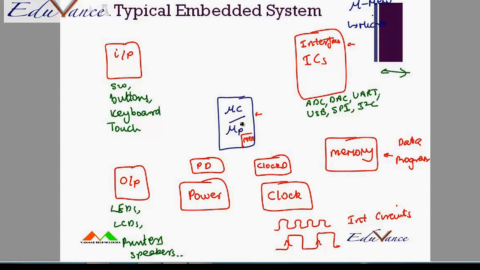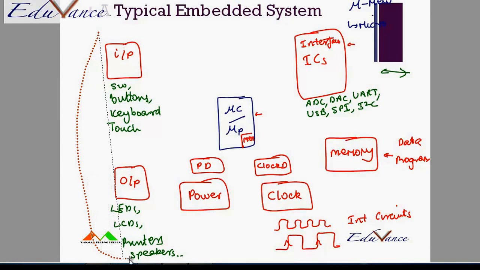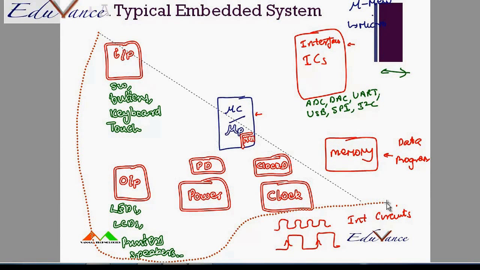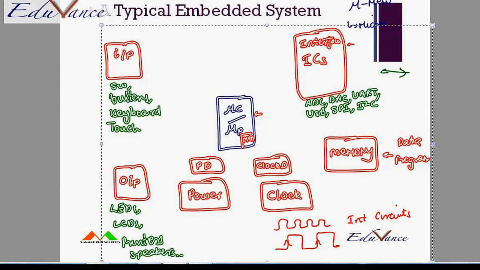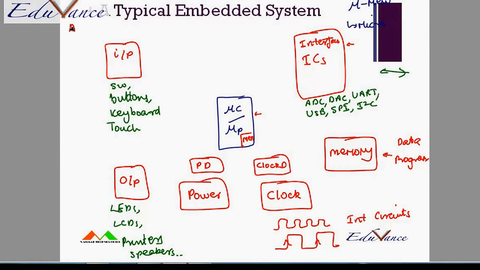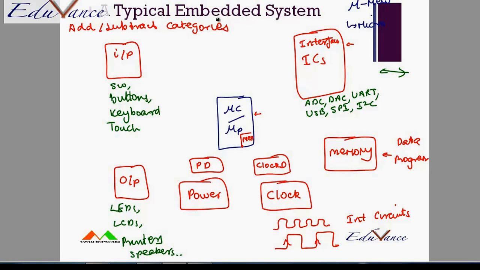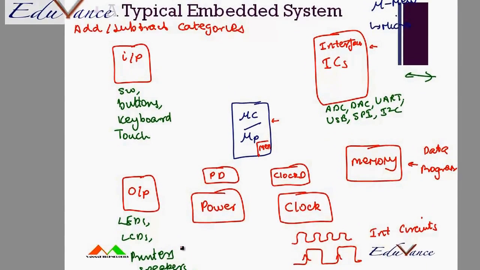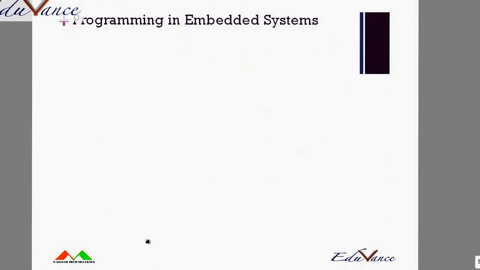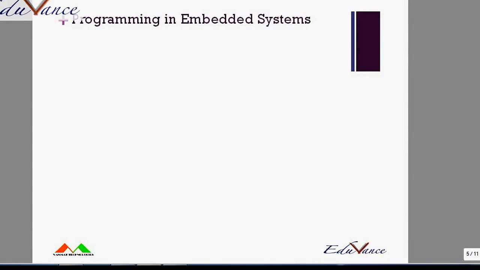So this being your typical embedded system, it's very important to understand that this is just an example of how a typical embedded system would look. You can add or subtract categories or components, but typically you would have all these components. So that said, let's understand how do we program using embedded systems.